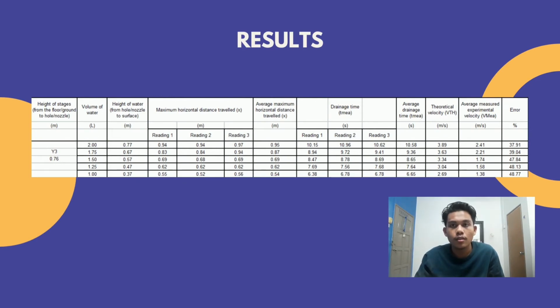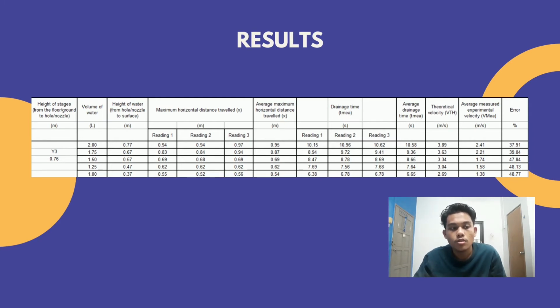So for the third height of stage, the value given is 0.76 meter, and for the volume of water, it's the same, which is 2 liter decreasing until 1 liter, and the height of water is the same, which is 0.77 meter decreasing until 0.37.